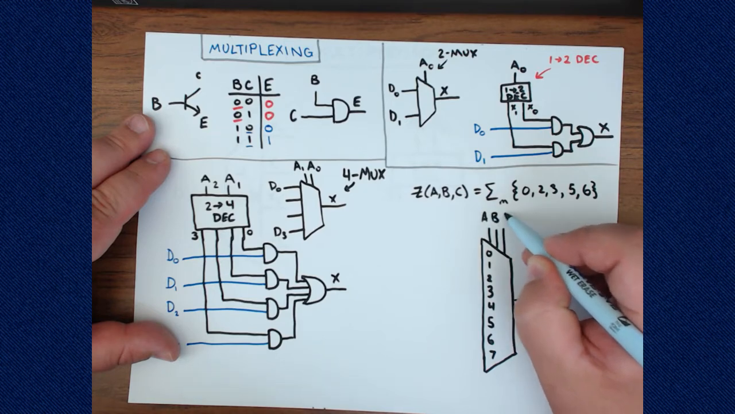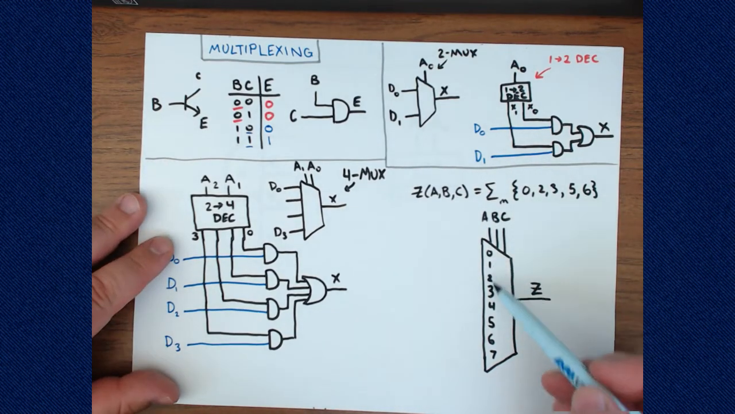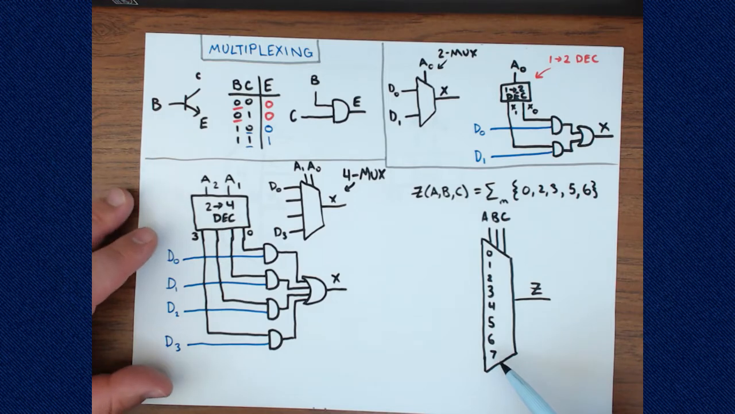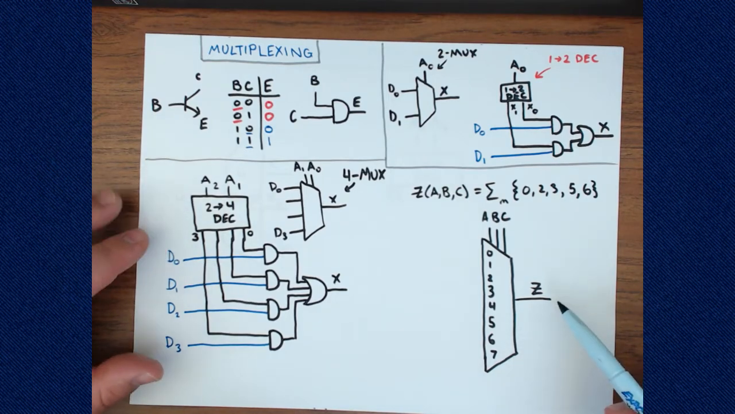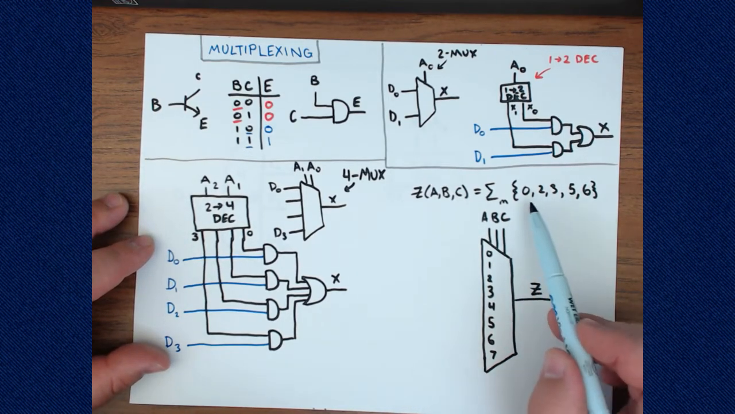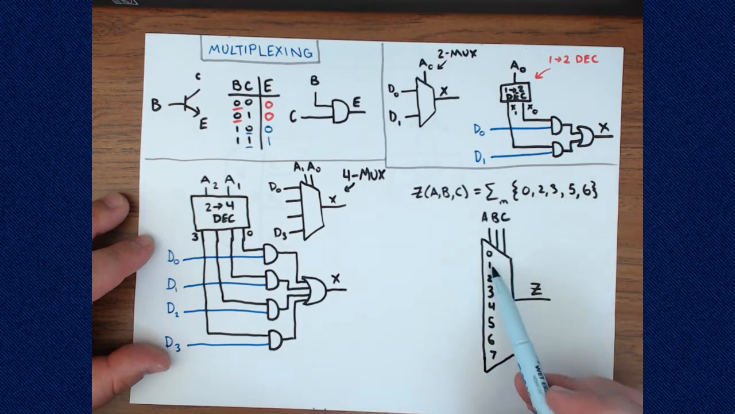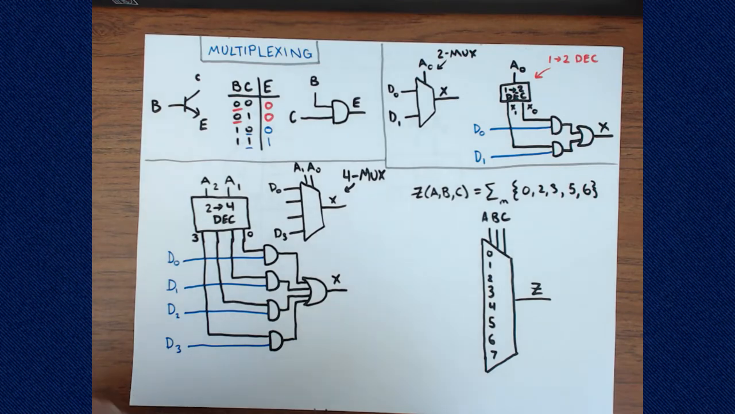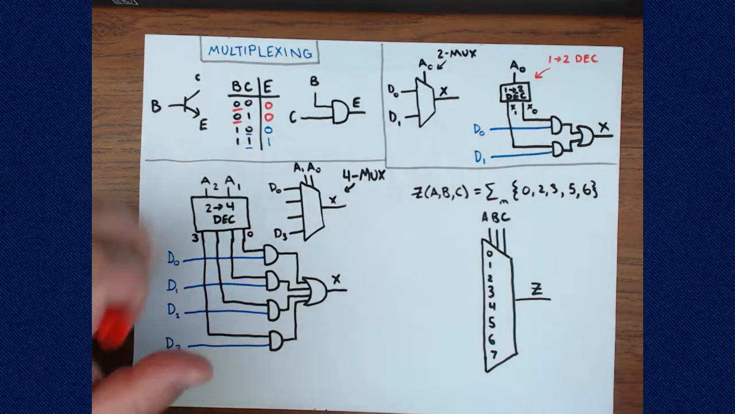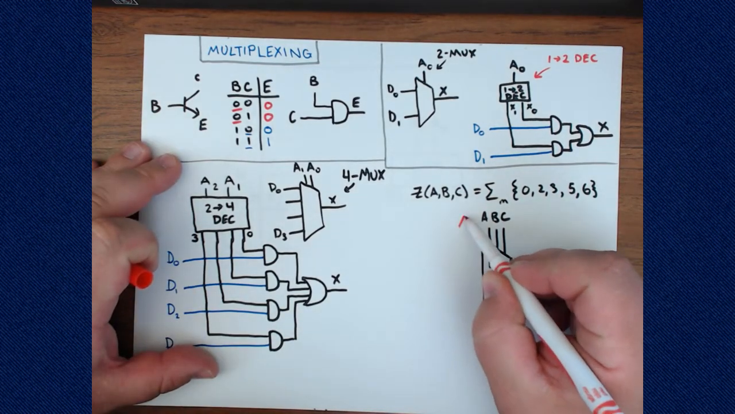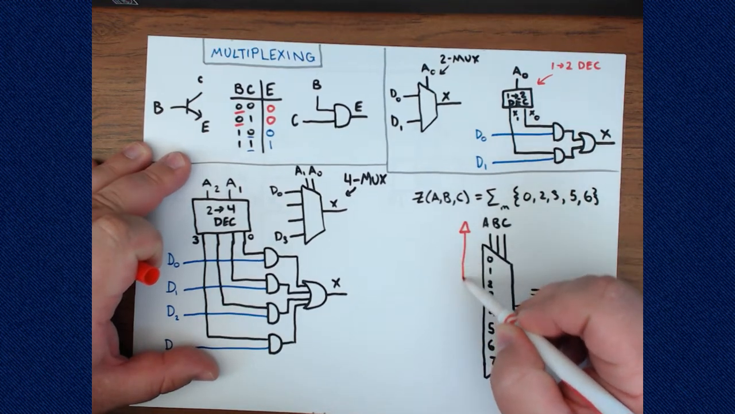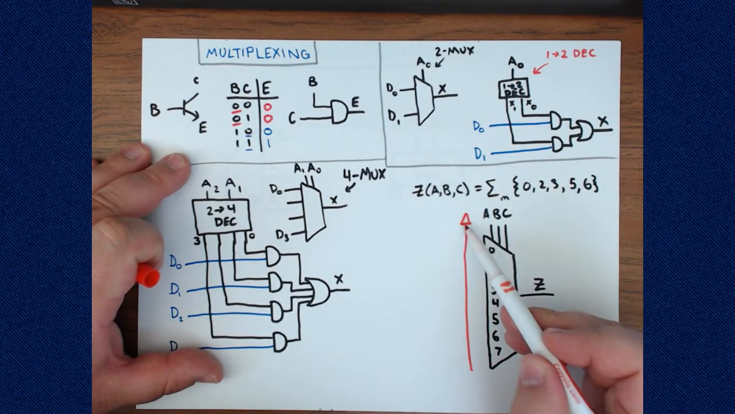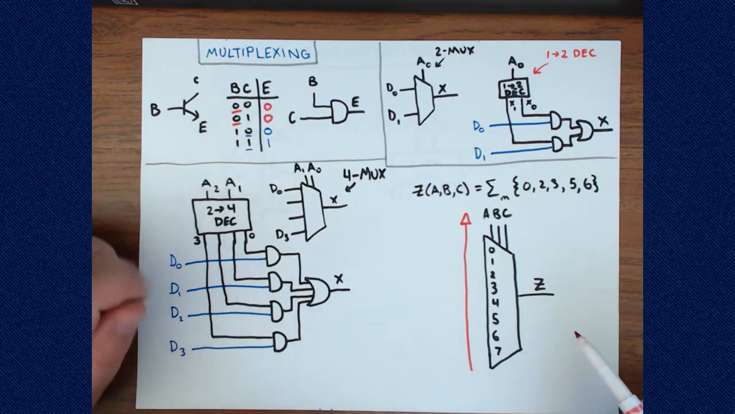A, B, C. And they're going to pick which of our 8 inputs, 0 through 7, are going to get routed to the output. So whenever these represent one of these numbers, which will be associated with the same numbered inputs, we want a 1 to come out. How do we get a 1 out? Well, we just hook it up to power.